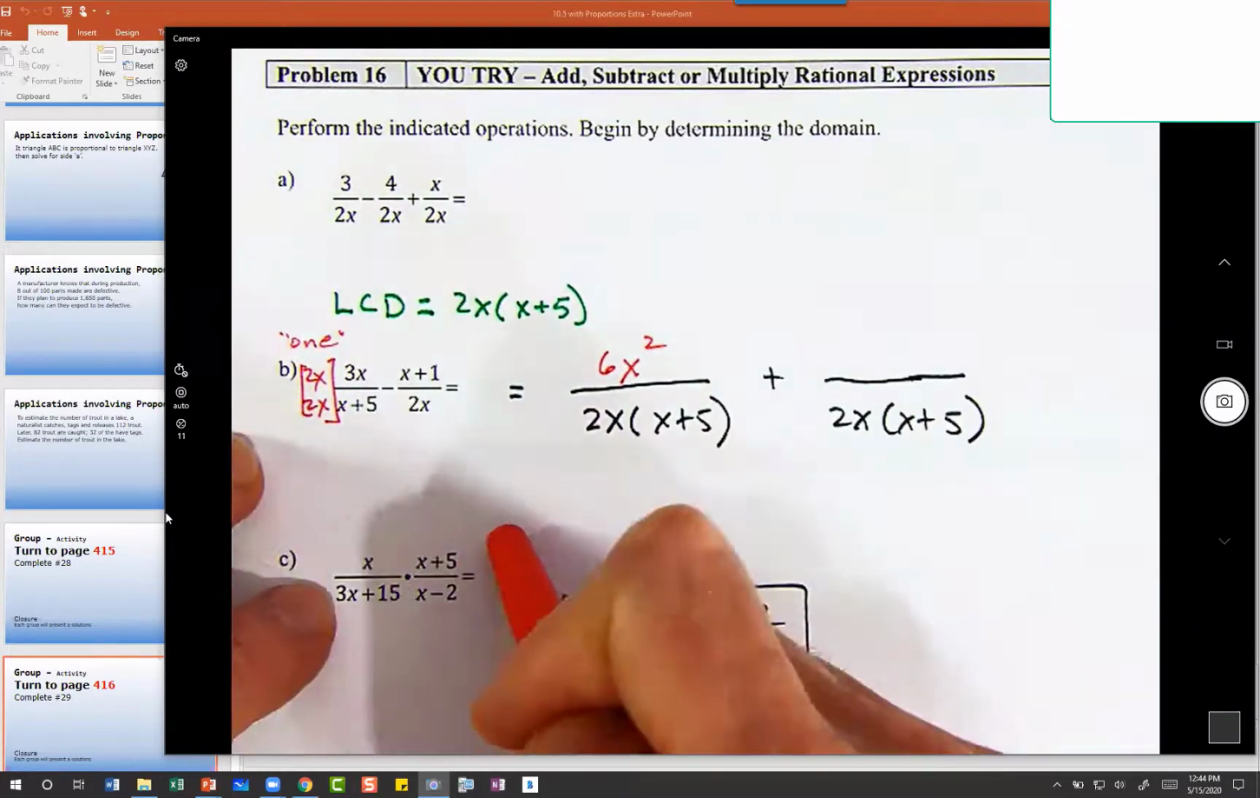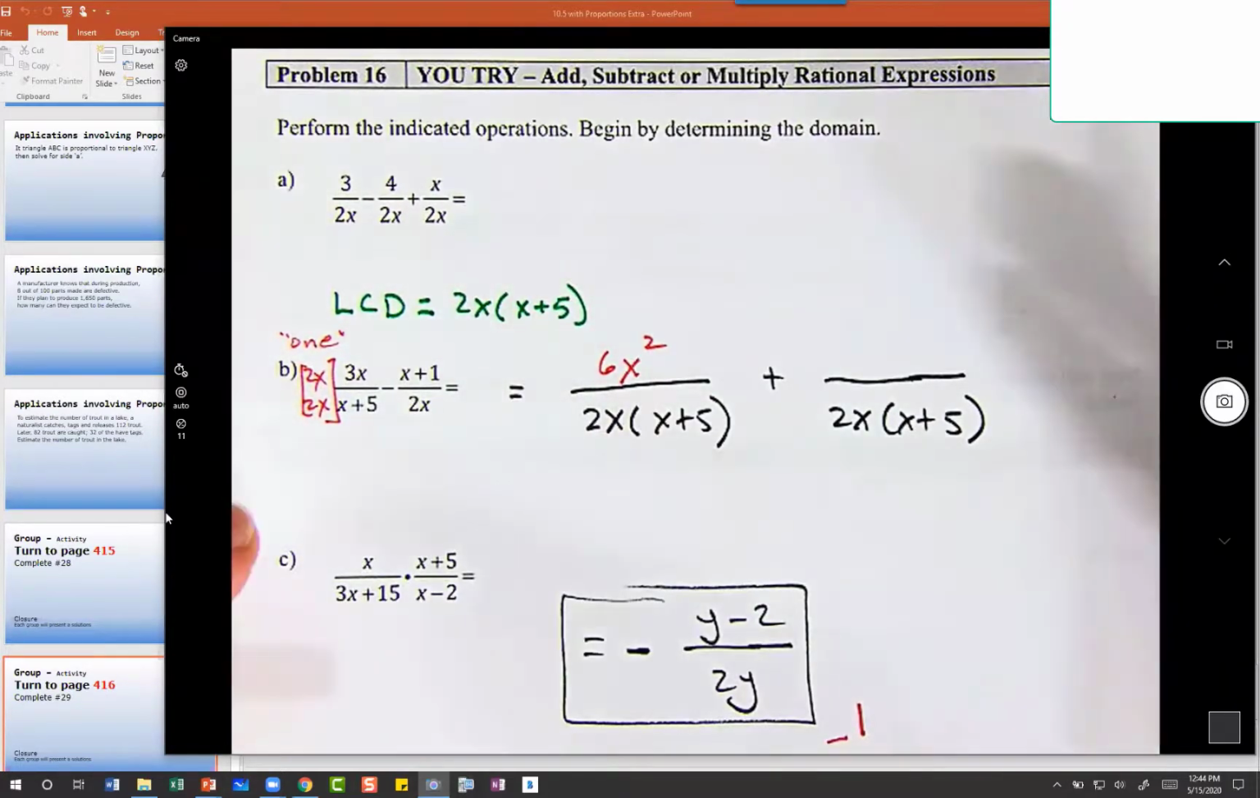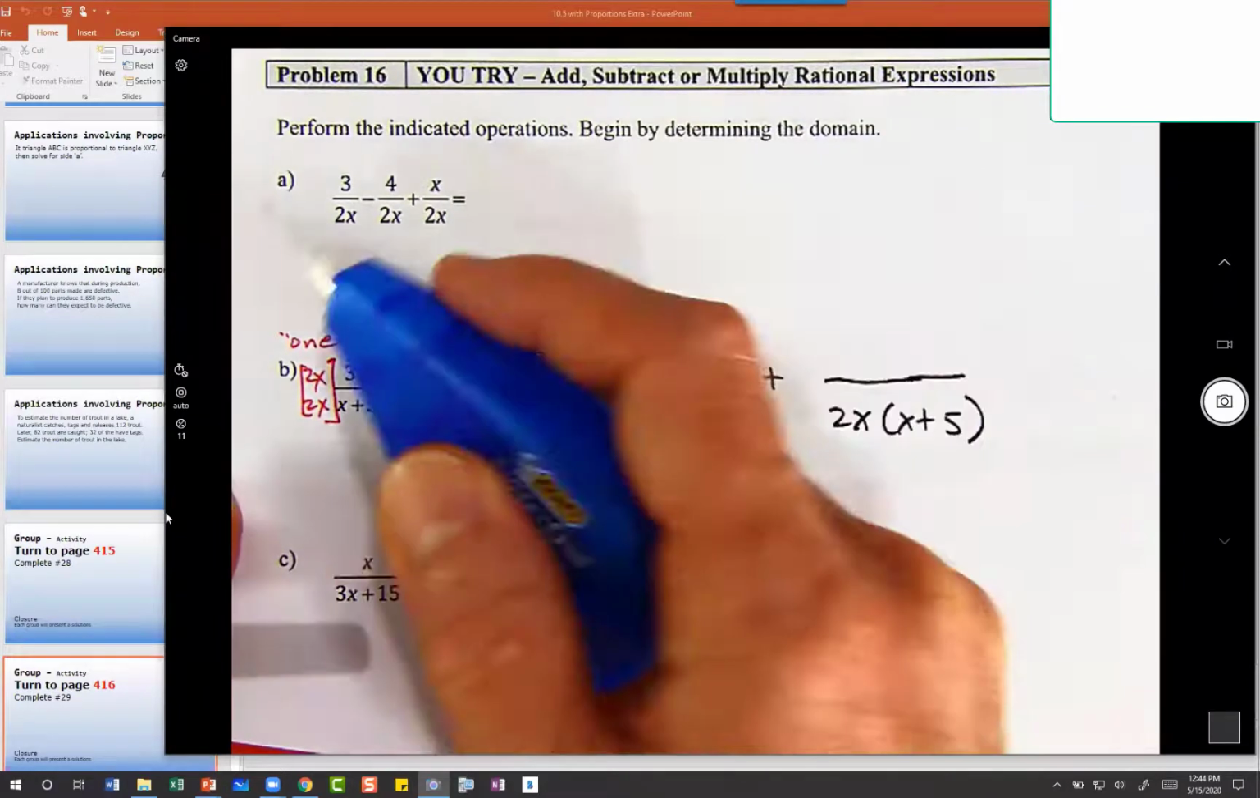This problem seems familiar. I'm wondering if we did this before.